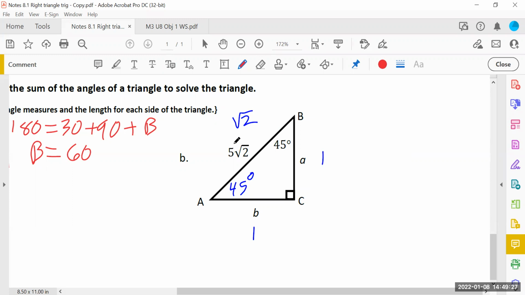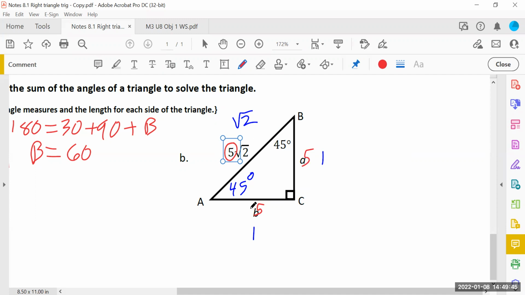This one has been expanded by a factor of 5. So everything got multiplied by 5 as far as the sides go. This is 5 root 2 instead of just root 2. That means if I divide by the square root of 2, this is 5 and this is 5. There is my completed special right triangle there.